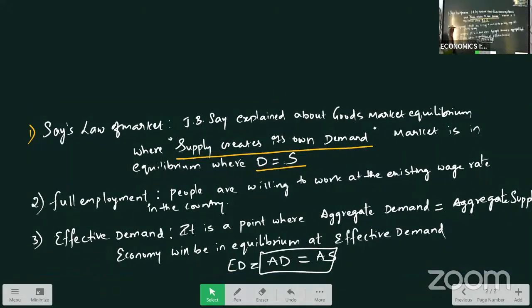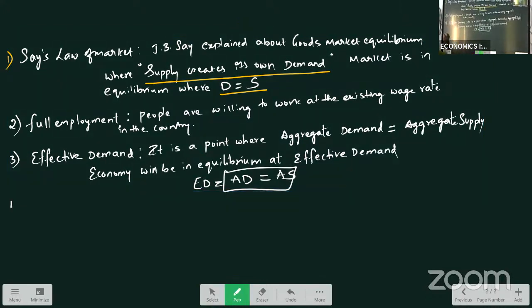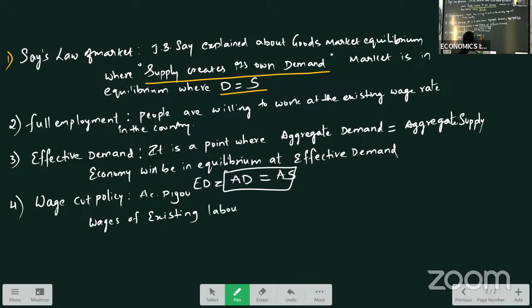Now, the next question. After effective demand, an important question: wage cut policy. Wage cut policy means what? This concept was explained by A.C. Pigou. A.C. Pigou explained the concept of wage cut policy, where the wages of existing labor are reduced and given to new labor and employment is created.